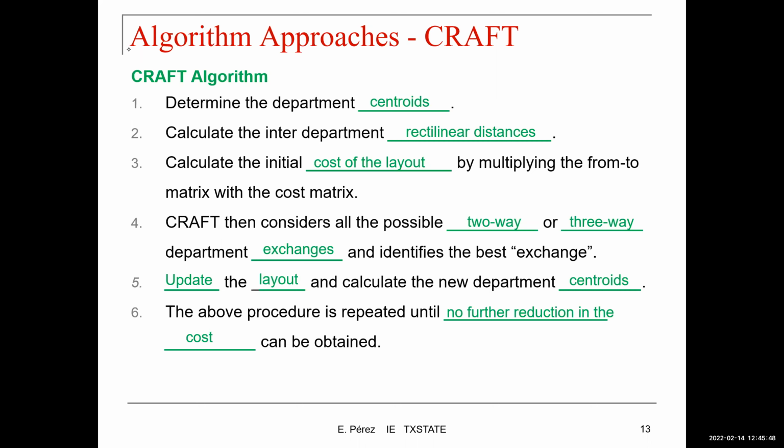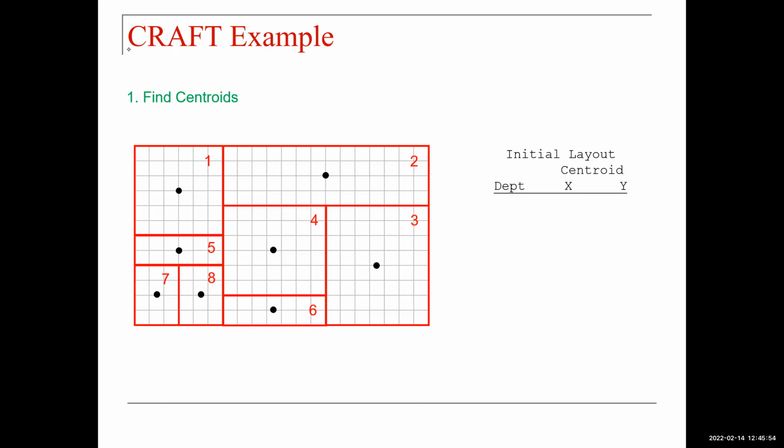Okay, so let's look at an example. So I'm going to start with this layout. This is my initial layout. And the first step is to determine the department centroids. So for that, you have to find your origin. You have to decide where you're going to place the origin. And then based on that, you're going to be computing all these centroids. So for me, I'm going to be choosing this corner as 0, 0. And then those centroid distances or coordinates are going to be based on that origin.